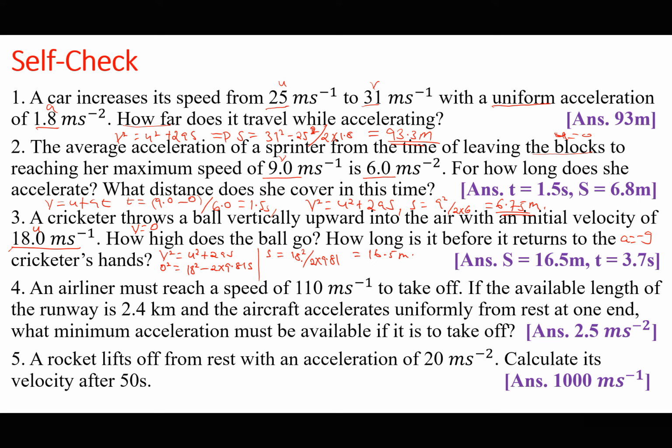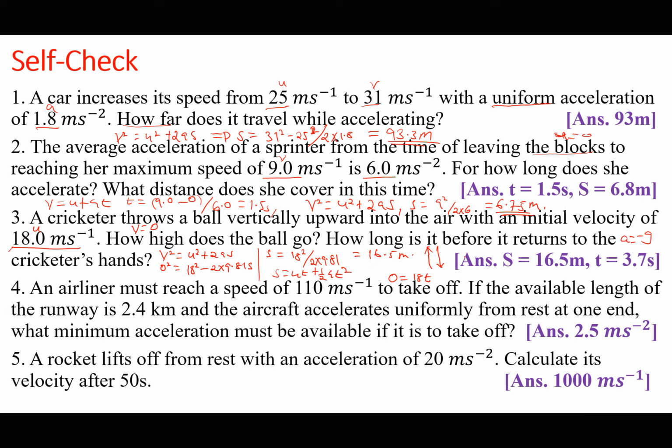You can use s equals ut plus a half at squared, where s will be 0. If it goes 16.5 and comes back 16.5, s will be 0 because s is a vector quantity. So I would say 0 equals initial velocity, which is 18, times t.